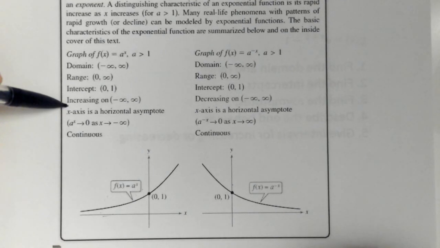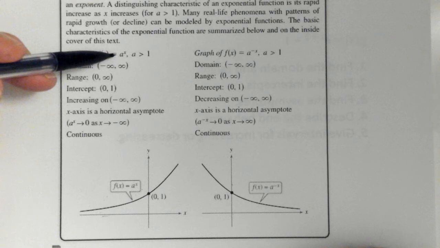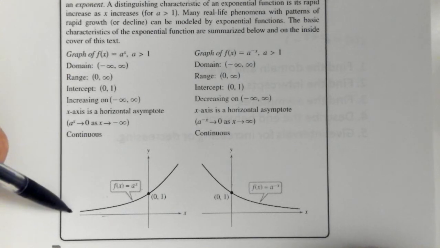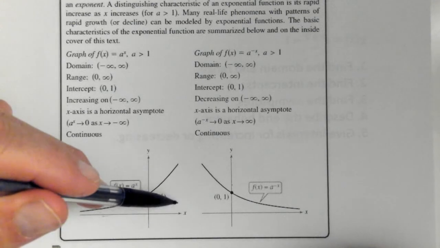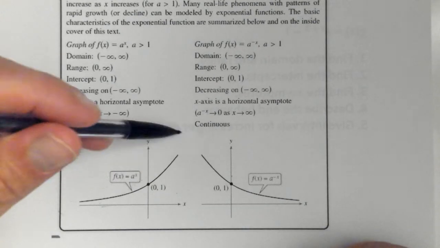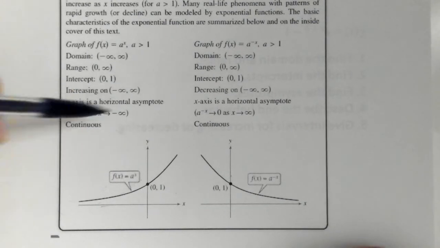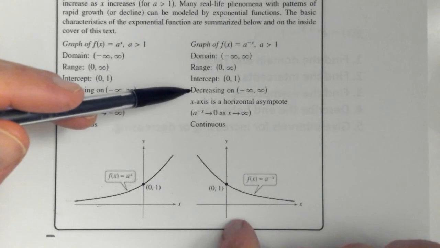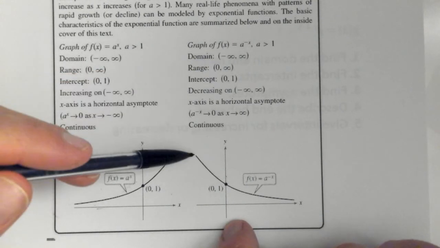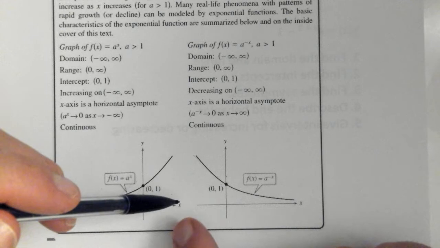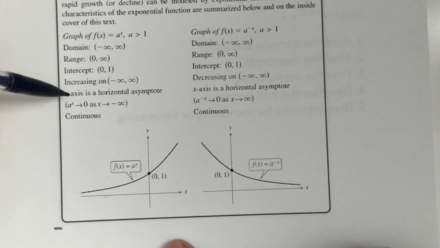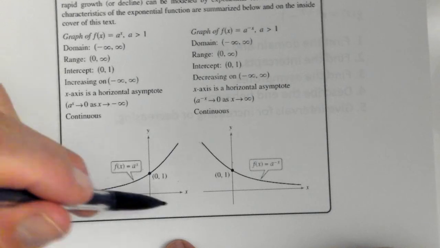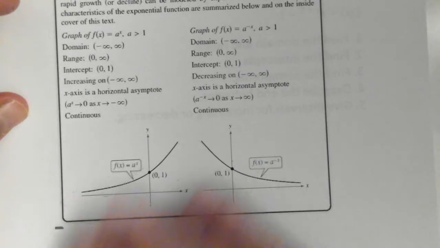And so for the first one, a to the x power, it's increasing on the interval from negative infinity to positive infinity. So it's increasing on that total interval. However, a to the negative x, it's decreasing over the interval from negative infinity to infinity. And both of them have the x-axis as a horizontal asymptote.